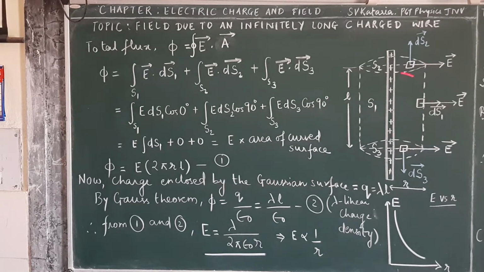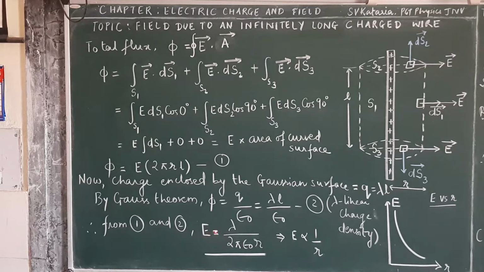Now, if we see, this Gaussian surface has enclosed the charge, that is Q, which can be written as lambda L, where lambda is the linear charge density, which we have already defined in our previous videos. So now we can write by Gauss theorem that phi is defined as q upon epsilon naught, and q can be written as lambda L upon epsilon naught. Equating these two equations, because left hand side is same, so equating their right hand sides, we get E into 2 pi RL is equals to lambda L upon epsilon naught. This L will get cancelled out and 2 pi R will come in the denominator. So E will be lambda upon 2 pi epsilon naught R.